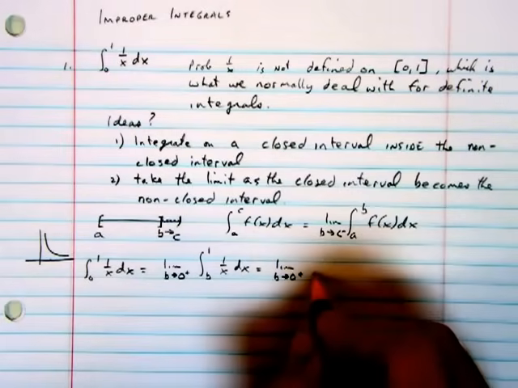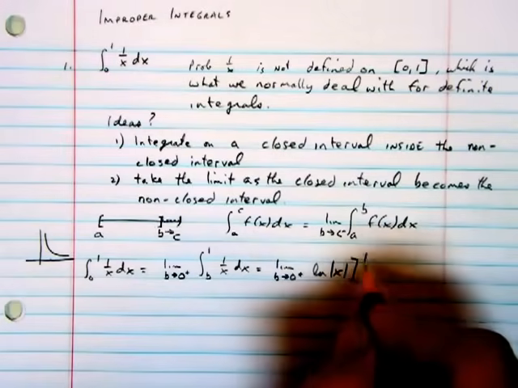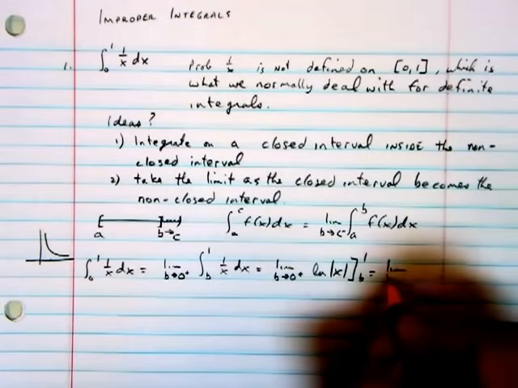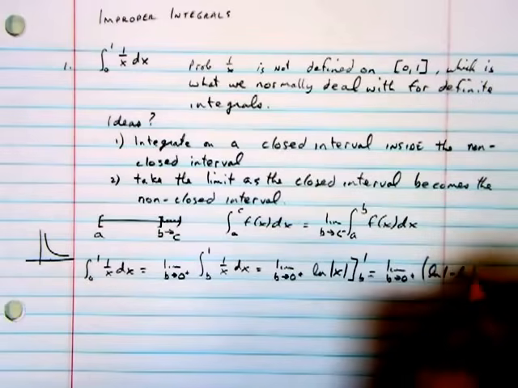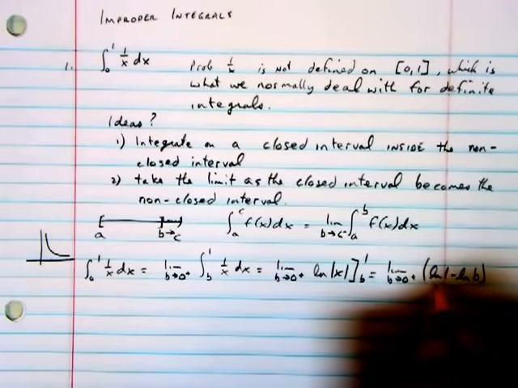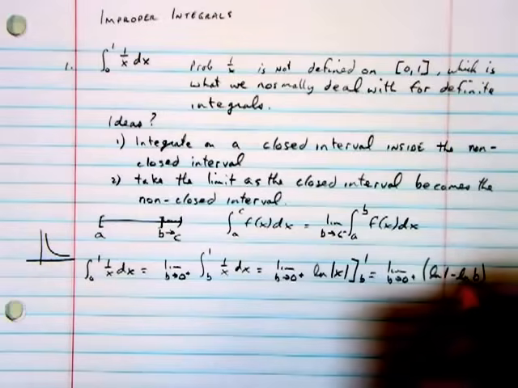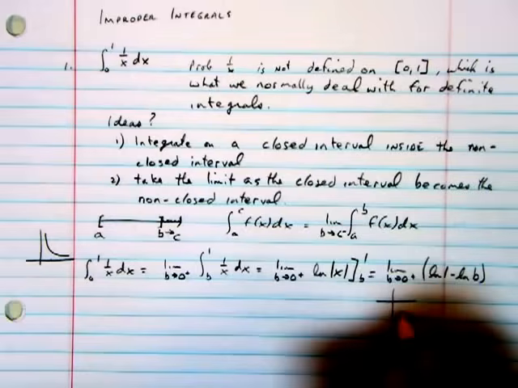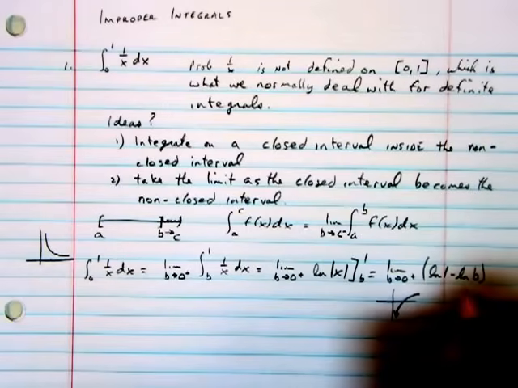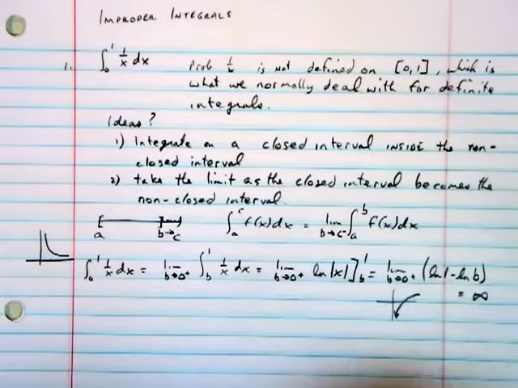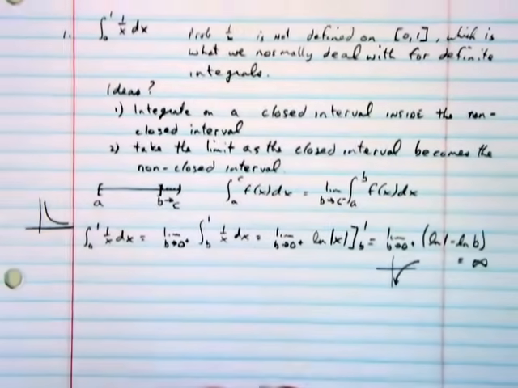So we'll have the limit as b goes to 0 from the right side of the ln of the absolute value of x evaluated from 1 to b. The limit as b goes to 0 from the right side of the ln of 1 minus the ln of b. Now the ln of 1 is 0, so we're going to be going to minus the ln of b as b goes towards 0. Recall the graph of ln looks like this. And so as b goes to 0 from the right side, that's going to negative infinity. So this thing is going to go to positive infinity because it's negative of negative infinity.